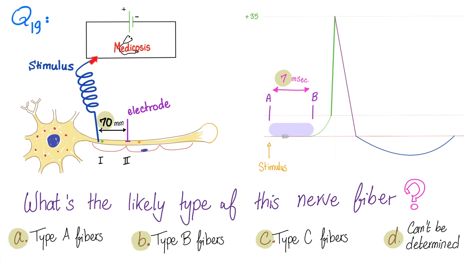Alright, here is a source of electricity, and here's a stimulus, and here's the recording electrode. The distance between these 2 points is about 70 millimeters. The recording electrode recorded something that looks like that, and the duration between A and B was about 7 milliseconds. The question is, what's the likely type of this nerve fiber? Do you think it's type A fibers, type B fibers, type C, or you have no idea what the flip is? Let me answer this for you.